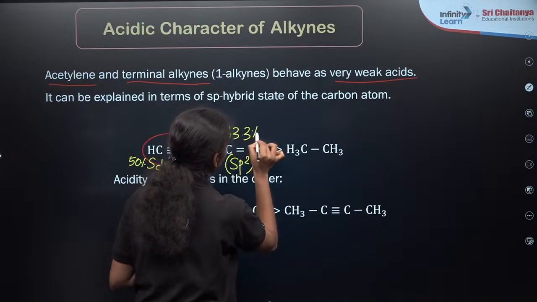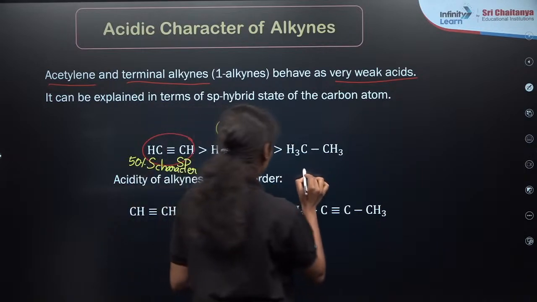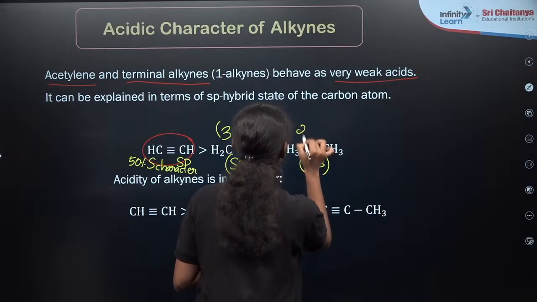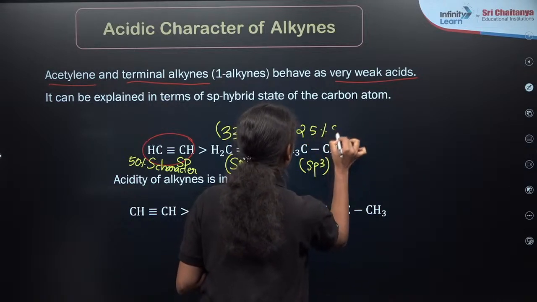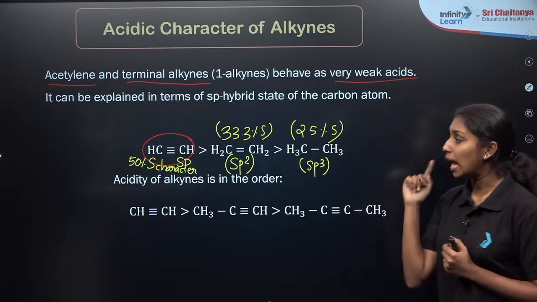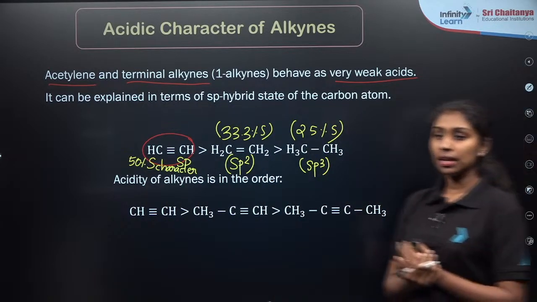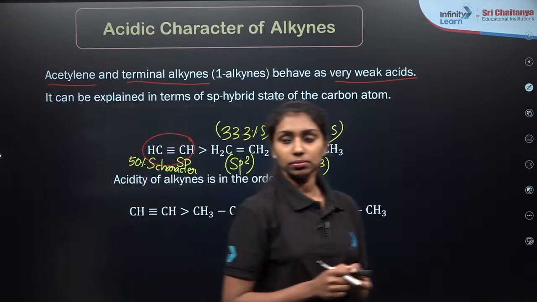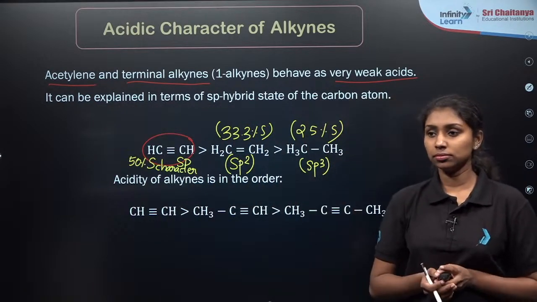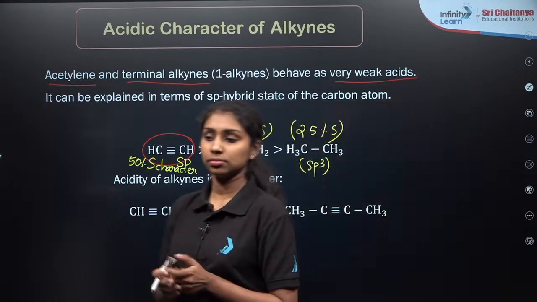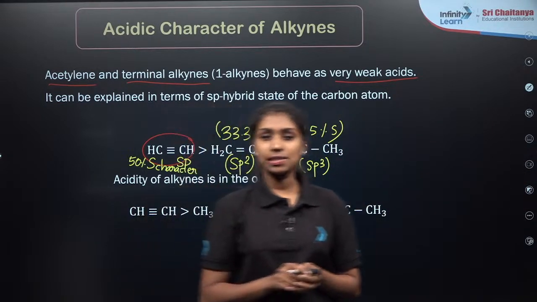33.3% S character. Then in the case of an alkane molecule, it will be sp3, which means 25% S character, right? As the percentage S character increases, the acidic property of alkynes also increases. Clear? Is the point clear? Yes, Srinivas, you are correct.